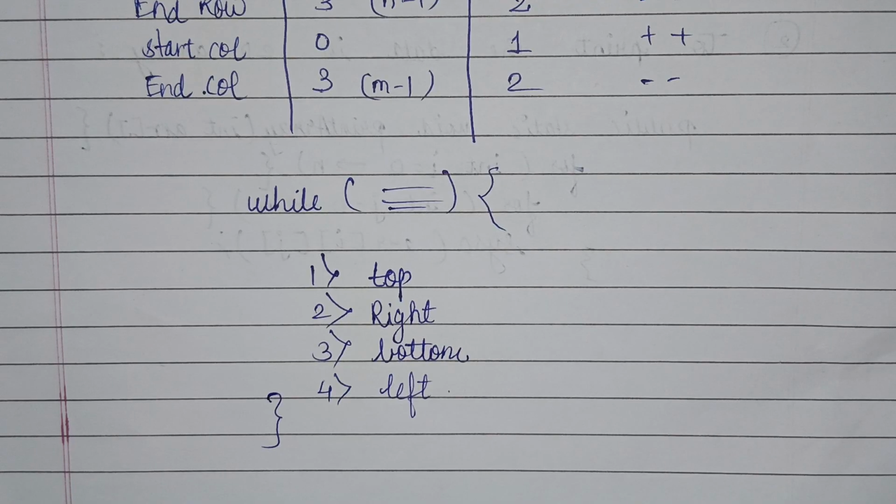After printing all the parts of our matrix, we have to update our variables. So after updating the variables, the size of the boundary gets decreased. So like this we can print our spiral form.